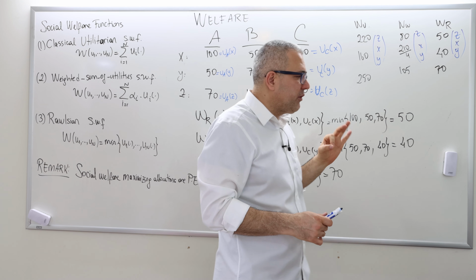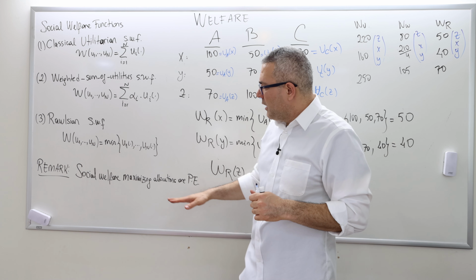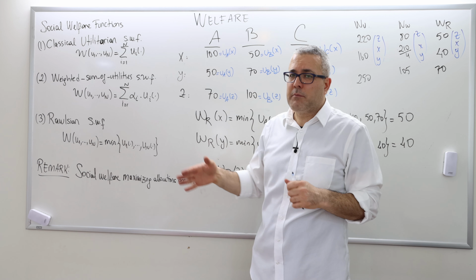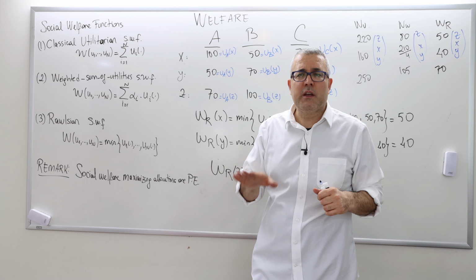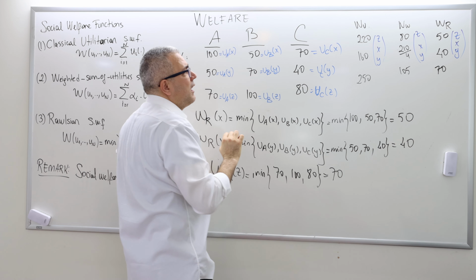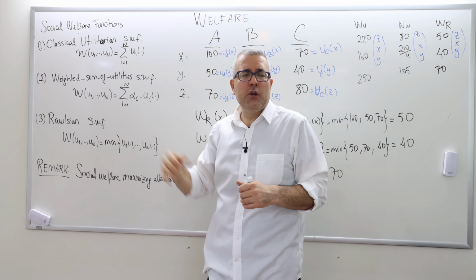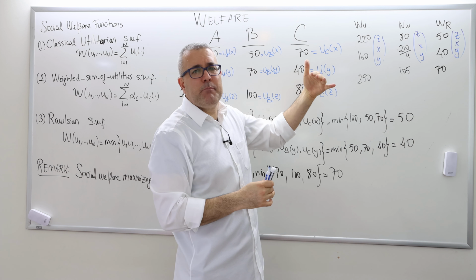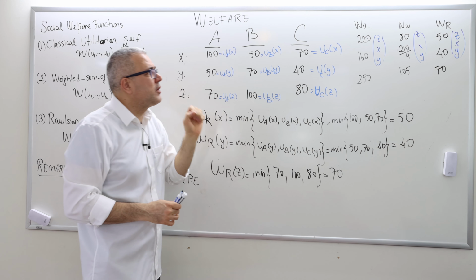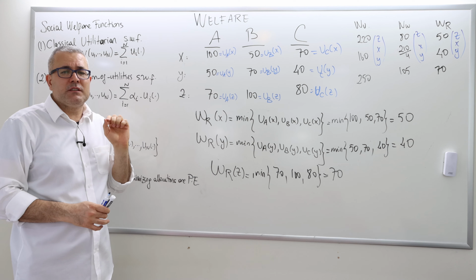So I know it's been already 15 minutes, but let me finish by saying the following. The social welfare maximizing allocations, might be more than one, are always Pareto-efficient. All right? So here, in this very specific example, whichever social welfare function we use, the social welfare maximizing alternative, the allocation, is Z, right? Because Z is the first best. So therefore, Z must be the Pareto-efficient alternative.